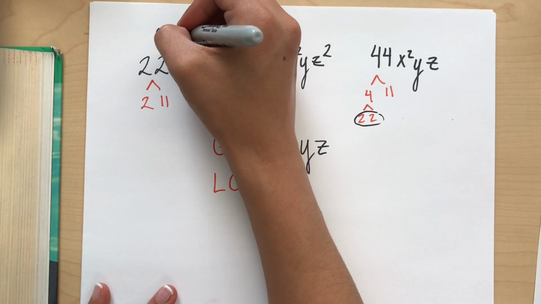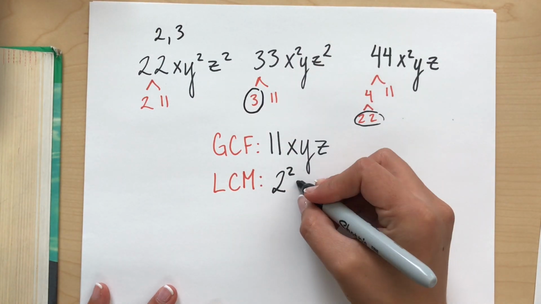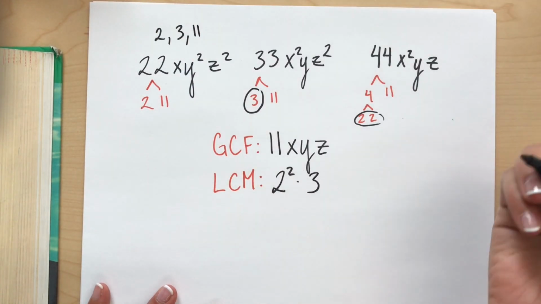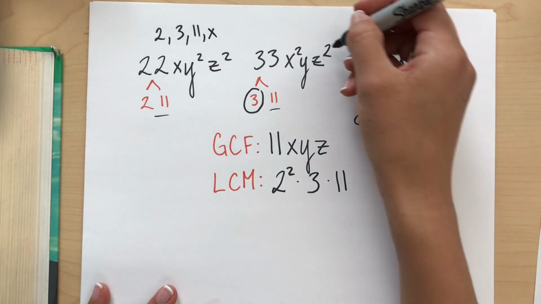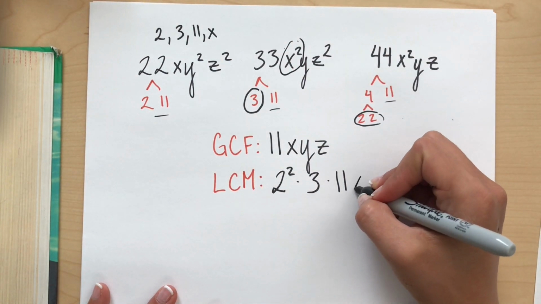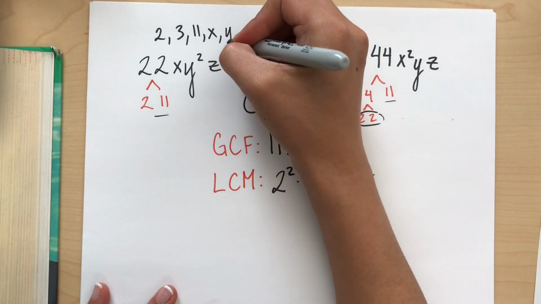Okay, so then I'm going to look at the least common multiple. I have a factor of 2. The one that has the most 2's is 44. It has 2 2's, so I do 2 squared. Then I take 3. I realize that 33 has the most 3's. And then I take 11. They all have 1 11, so I just put 11.